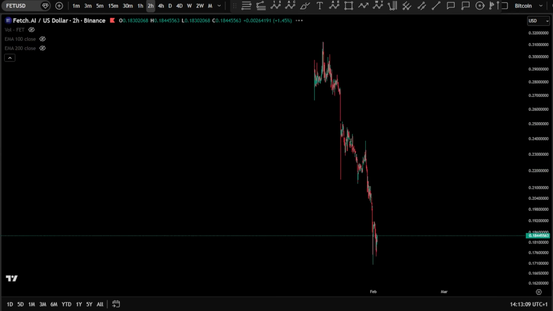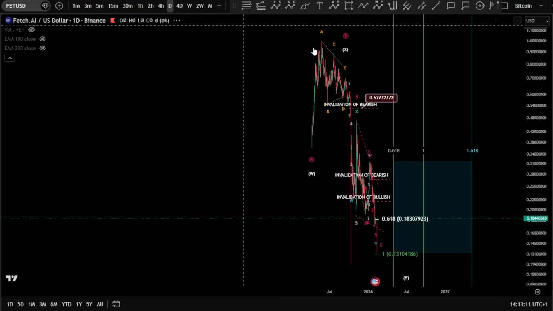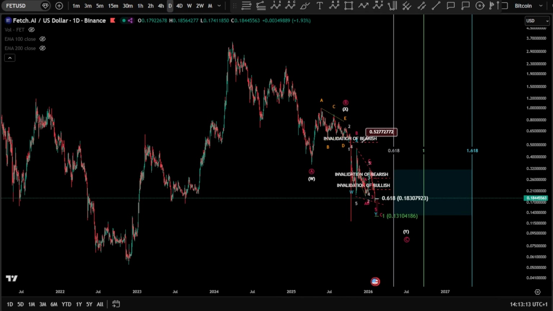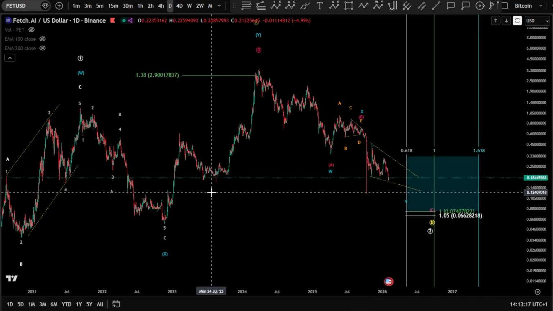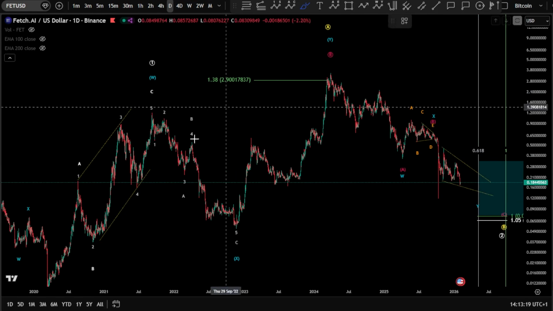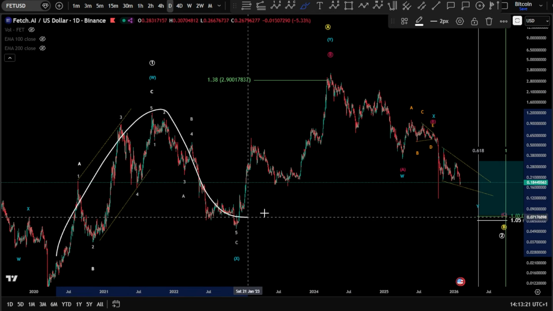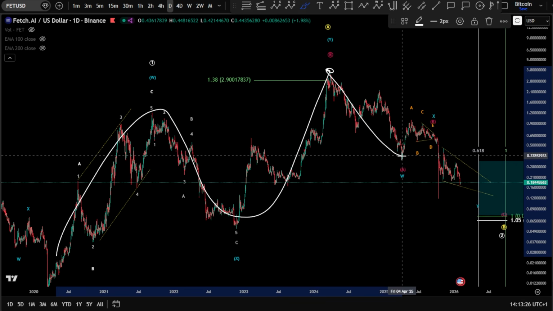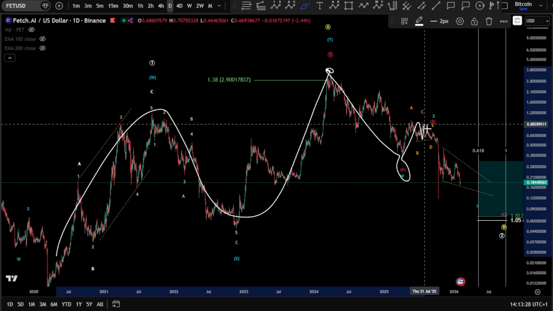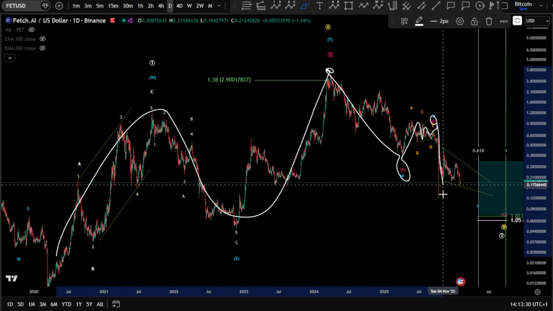So after Rndr, we're gonna see FET. For FET as well, we're gonna take a very quick overview of the daily. It's not so far from Rndr. You have also kind of 3 waves, highest possibility in a wave A, and you have 3 waves down in a wave A, and a triangle for a wave B or an X as well.